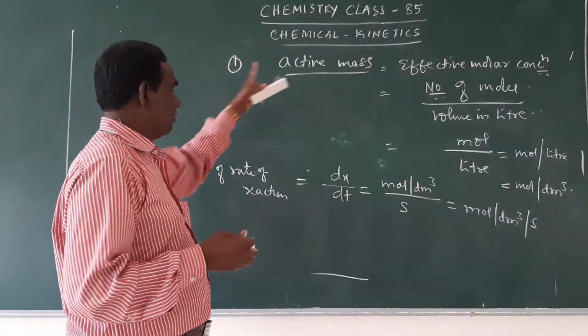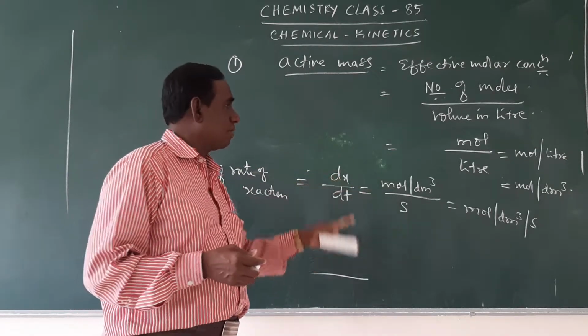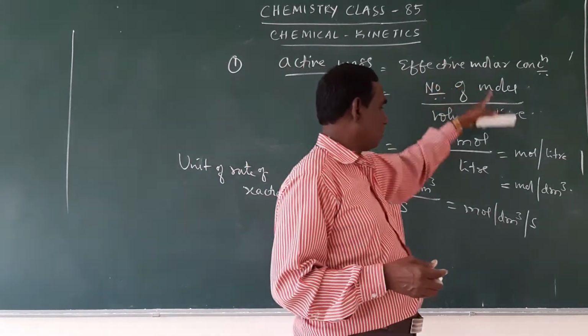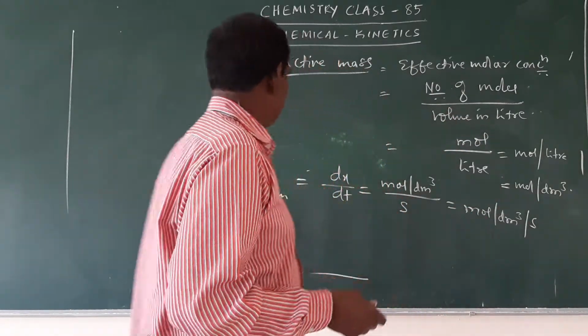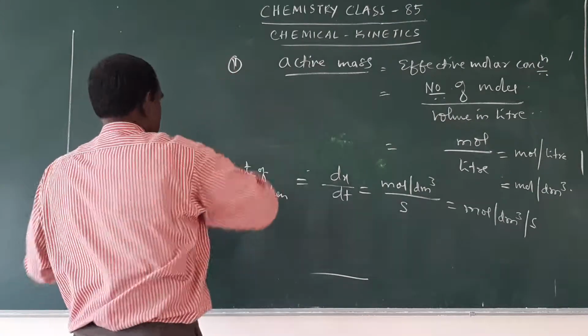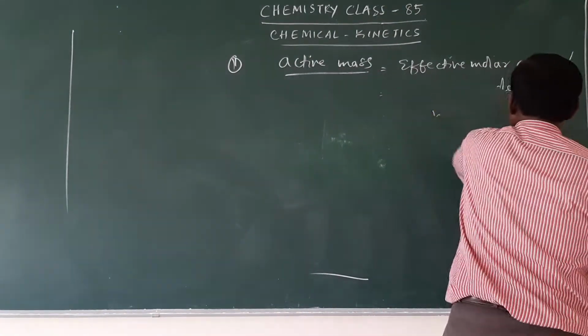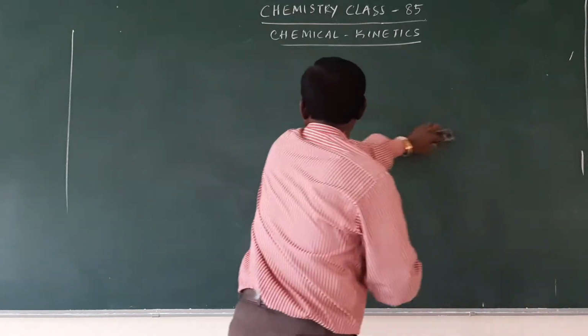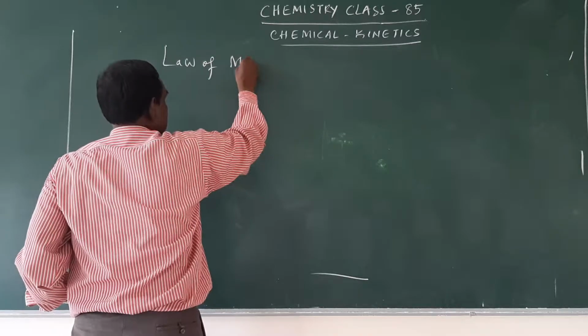So this is active mass, and the unit of rate of reaction is mole per dm cube per second. But the unit of concentration, or molar effective concentration, is nothing but mole per dm cube. After that, we will have one more concept, that is nothing but the law of mass action.